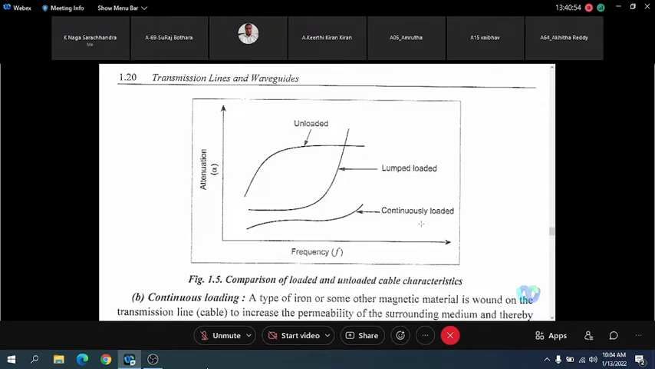For continuous loading, you can see attenuation is less, and continuous loading is giving better results in terms of attenuation alpha versus frequency. It is not as high as in the case of lumped loading, even for high frequency.